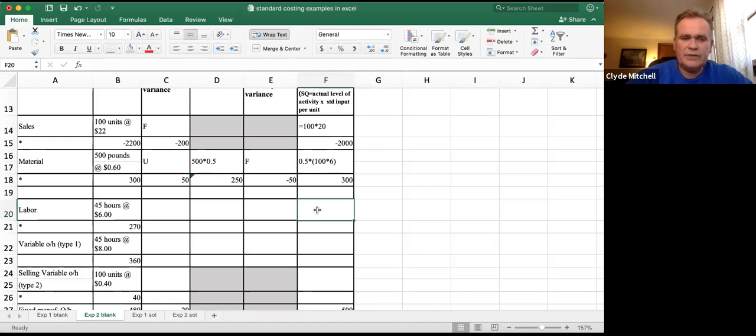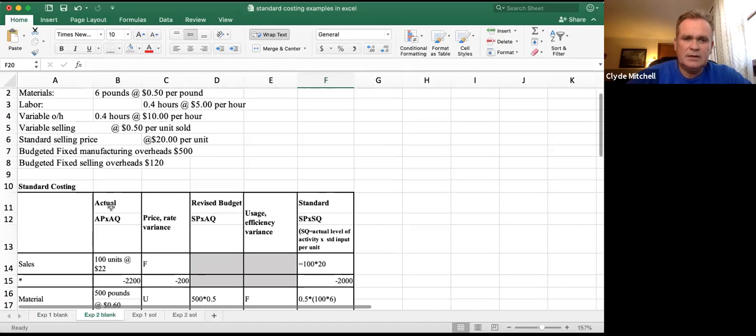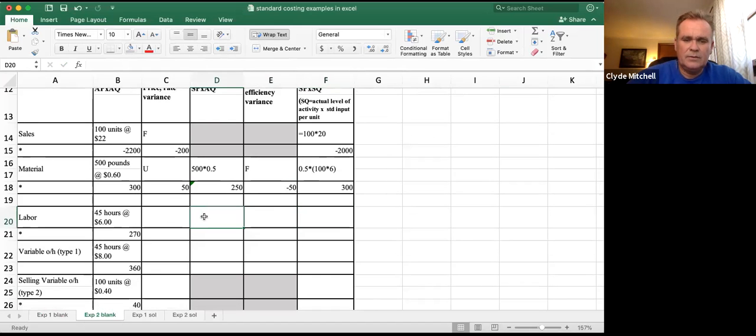I'm going to go through the same process now with labor. If we take our actual hours of 45 and multiply them by the standard price of $5 per labor hour, we get 45 multiplied by 5. So 45 times 5 is 225.